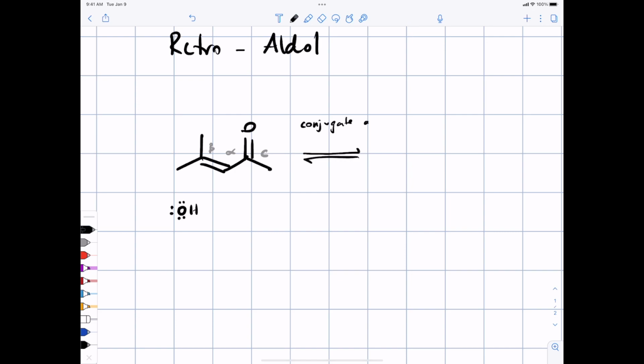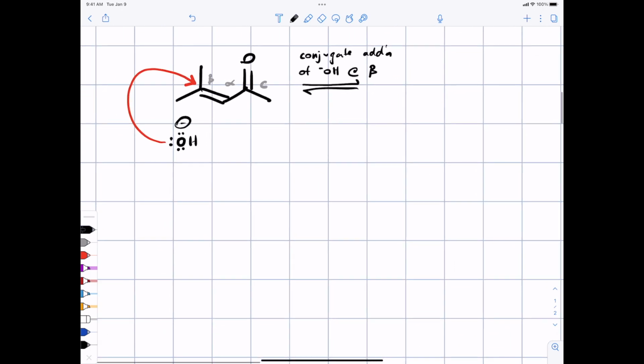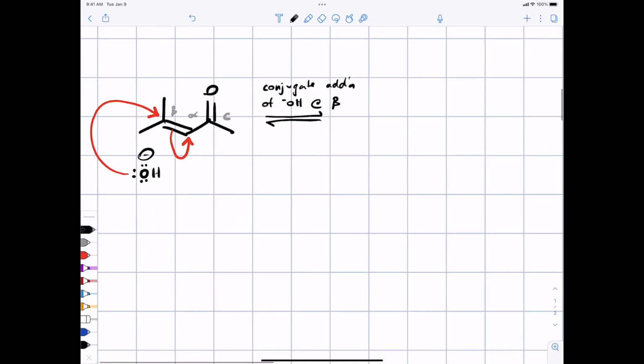conjugate addition of OH at the beta carbon. We talked before about how in alpha beta unsaturated carbonyl compounds, the LUMO is on not only the carbonyl carbon, but also on the beta carbon. We've seen cuprates do this before, and for the retroaldol reaction, we will now see OH do it. So we have the OH attack the LUMO at the beta carbon, and these electrons move on to the alpha carbon to give me the following intermediate.